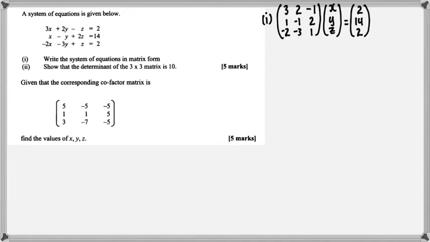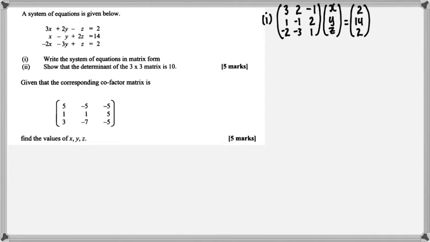The next part says show that the determinant of the 3 by 3 matrix is 10. So this is the 3 by 3 matrix here, right? It is 3 by 3. The order is 3 by 3. That's this one here. Can't be this or this, obviously. So we're looking at the determinant of this one here. So how do we go about finding the determinant of this matrix? That would be the big question.